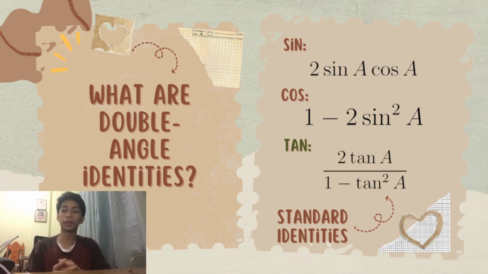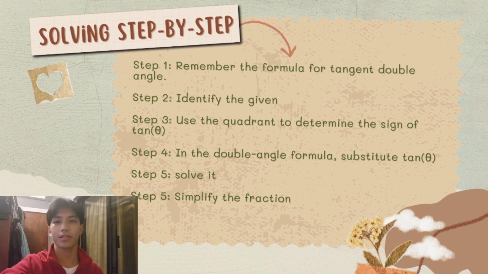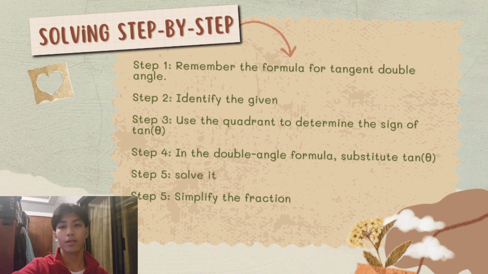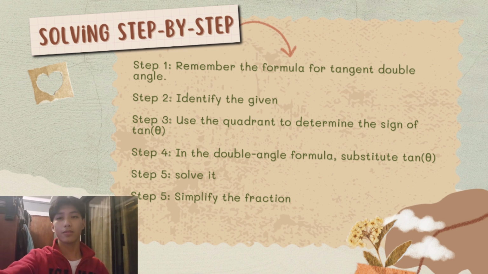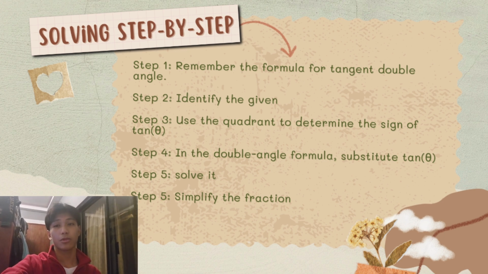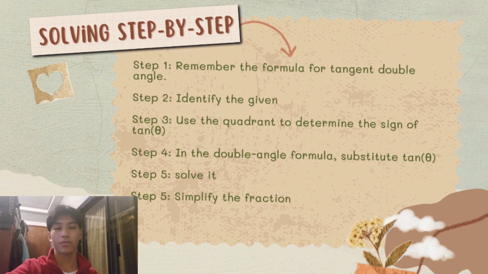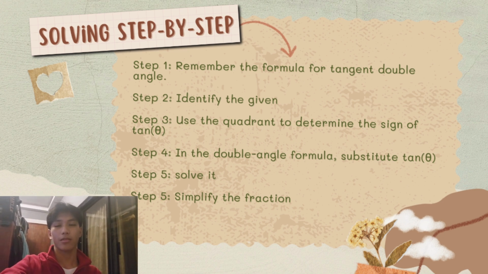So let's start solving. Hi, my name is Cyryll, and I'm going to be going over the step-by-step process to solving double angle tangent. For our first step, we're going to have to remember the formula for double angle tangent. That formula is 2 tangent A over 1 minus tangent squared A. So that's going to be our formula for this entire process. Now, keep that in mind.